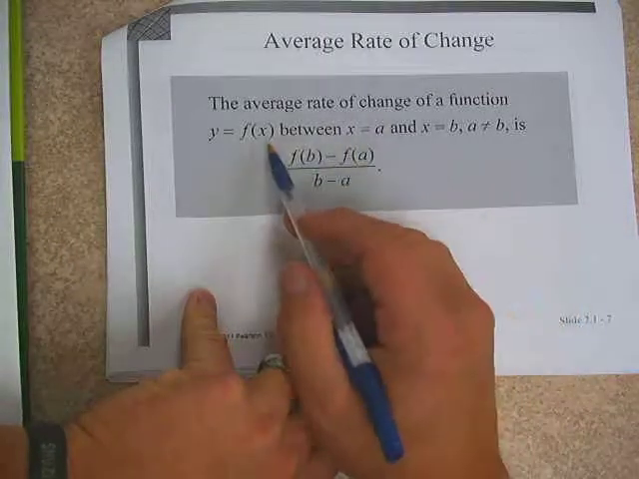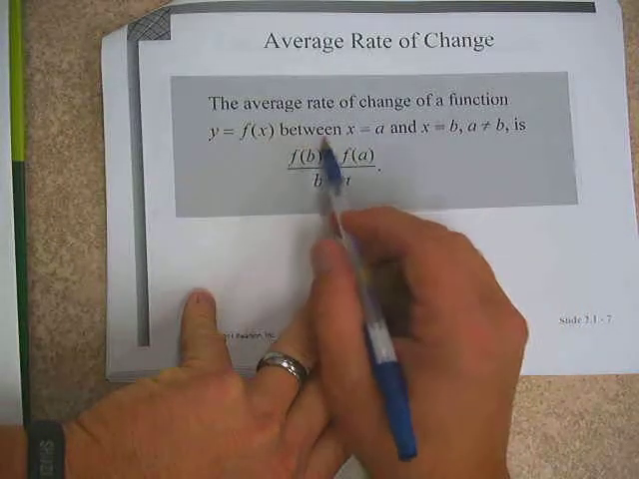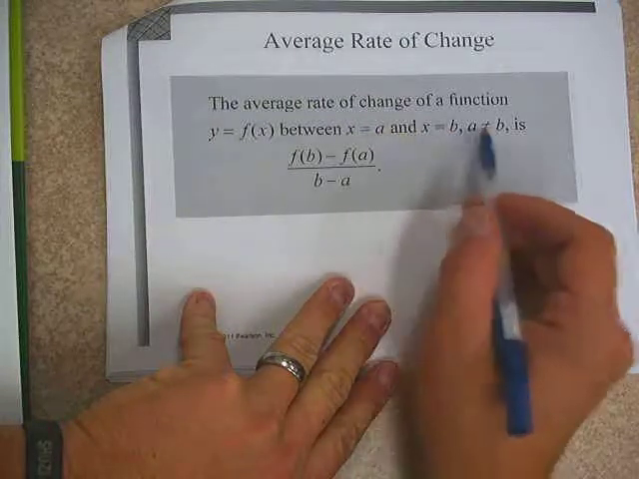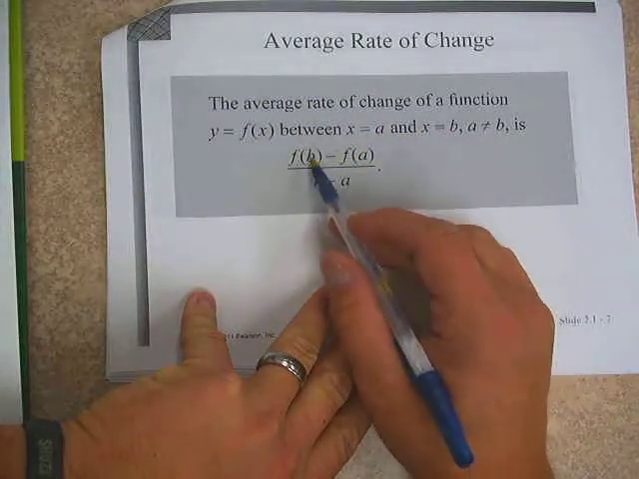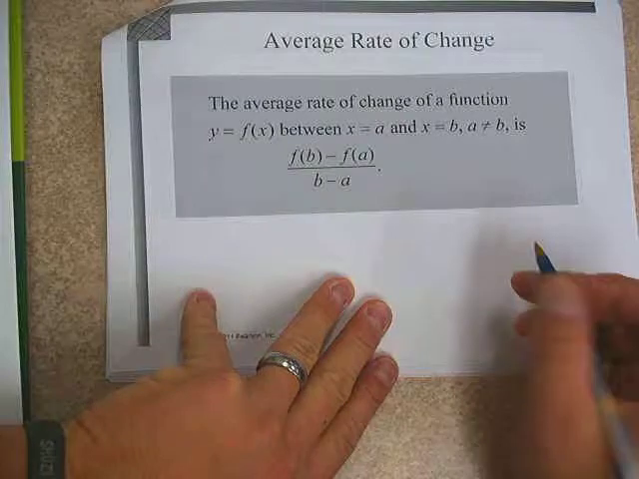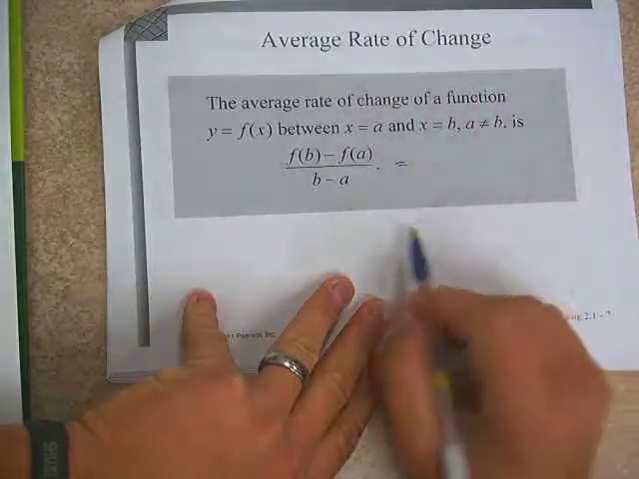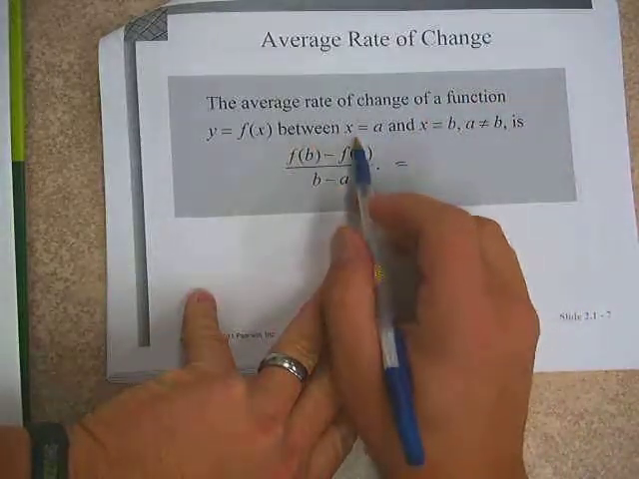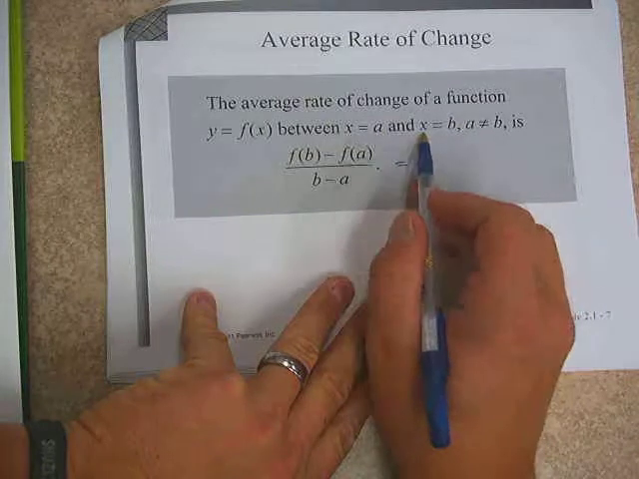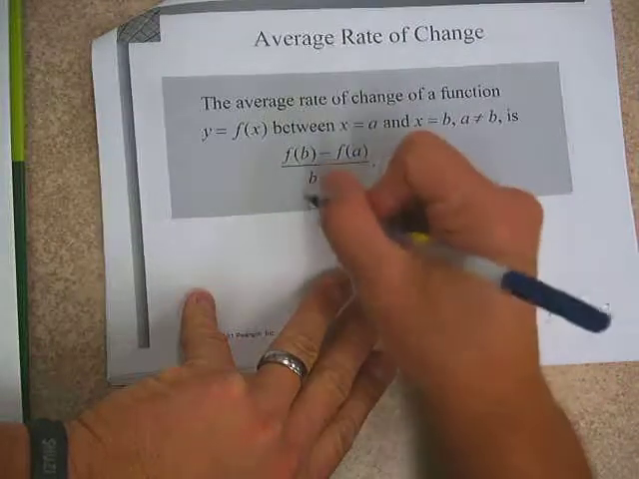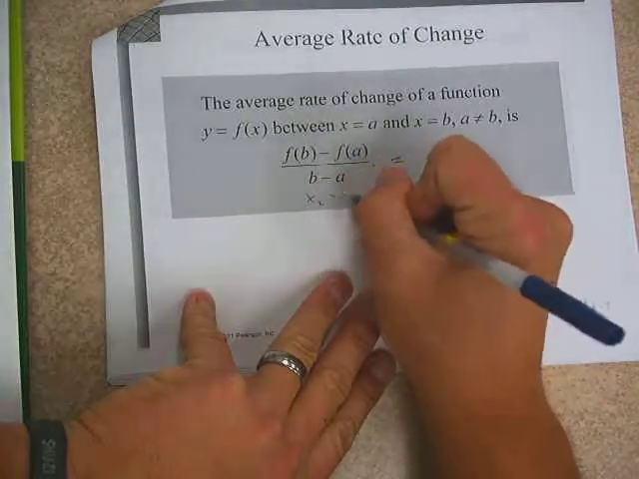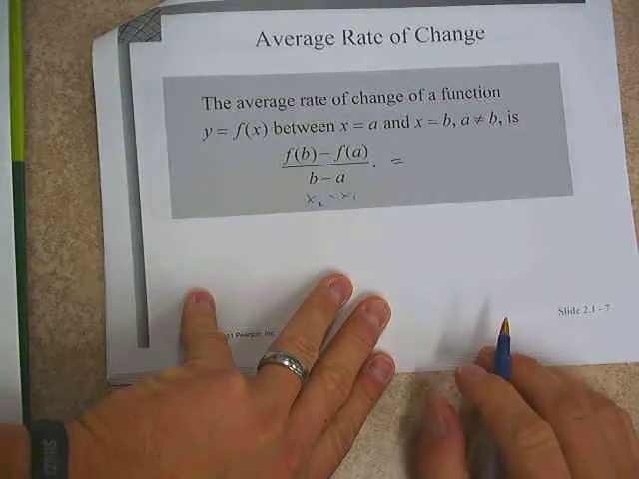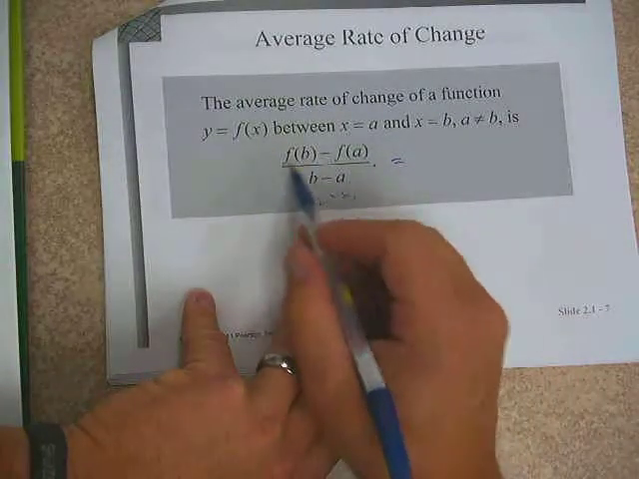Okay, a couple other things I want to look at here regarding linear functions. And this really doesn't even have to be necessarily for a linear function. This idea of an average rate of change. The average rate of change for any function between two x values is f of b minus f of a over b minus a.